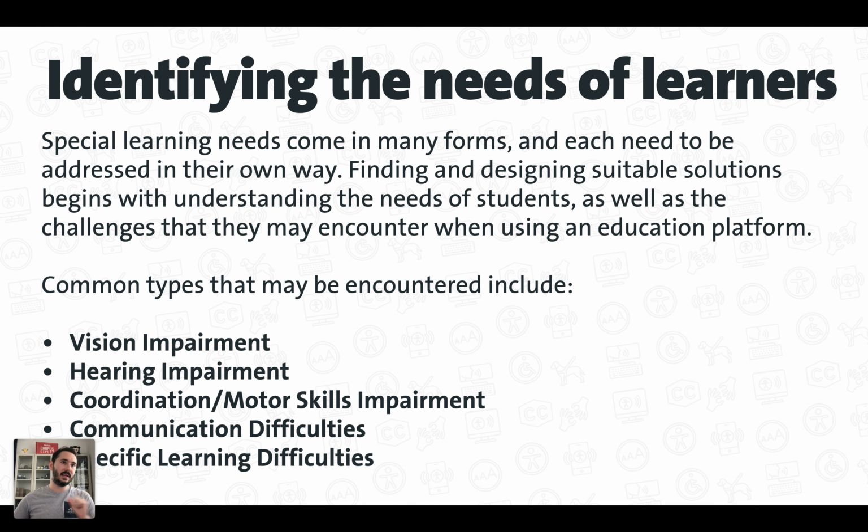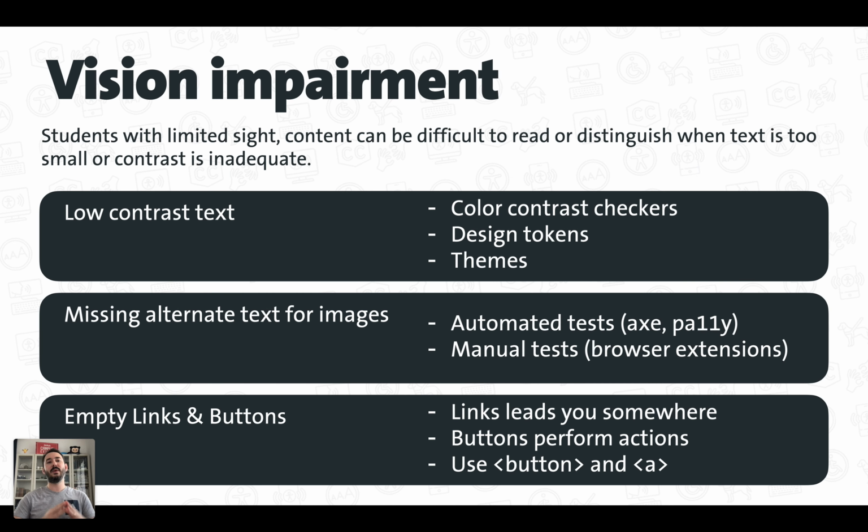and specific learning difficulties. So let's see one by one how we can adapt and accommodate our tools and which technologies can be used. So let's start with the first one, vision impairment. For students with limited sight, content can be difficult to read and distinguish when text is too small or the contrast inadequate. So what I put here are the three main topics and the three main mistakes that digital products and websites, and of course online platforms for learning purposes, have.